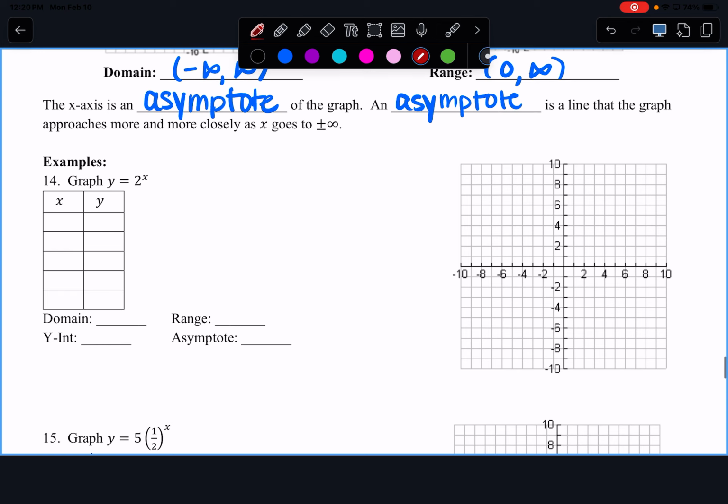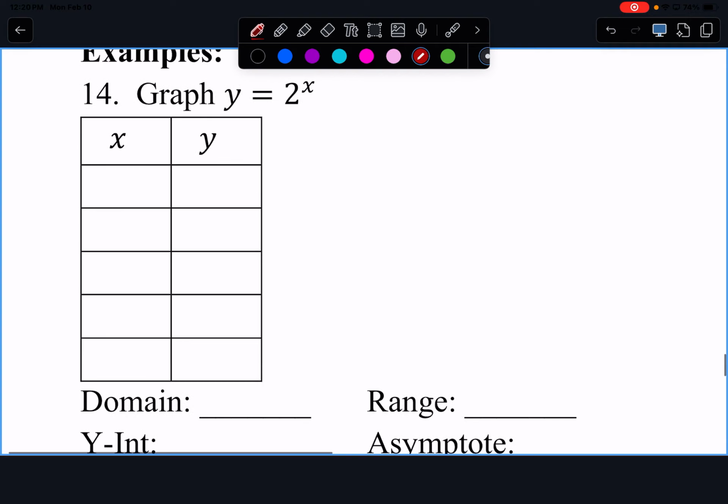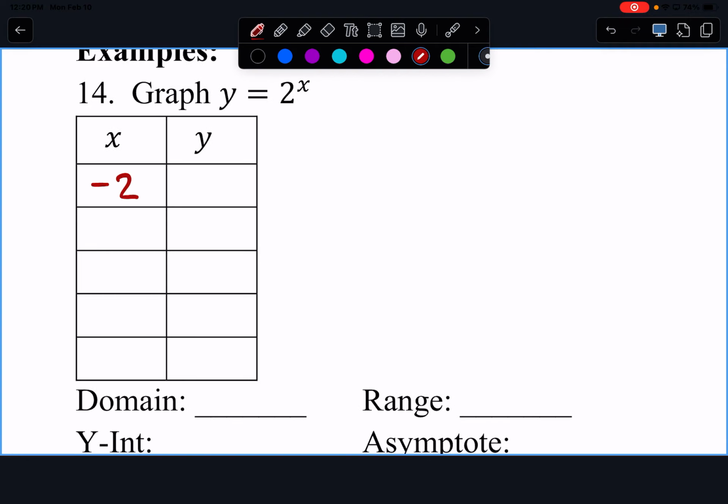All right, so what we're going to do is we are going to plug in values from -2 to 2. So we're going to plug into this table, and we're going to plug in x is -2, -1, 0, 1, 2. So when I say to plug that in, we are literally just going to plug that in for our x. So what is 2 to the -2 power? Use your calculator and tell me. 2 to the -2 power. 0.25.